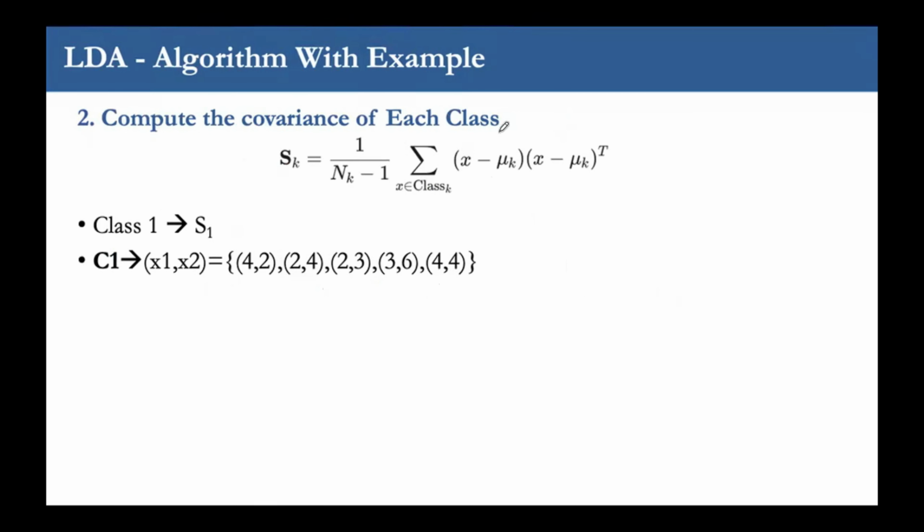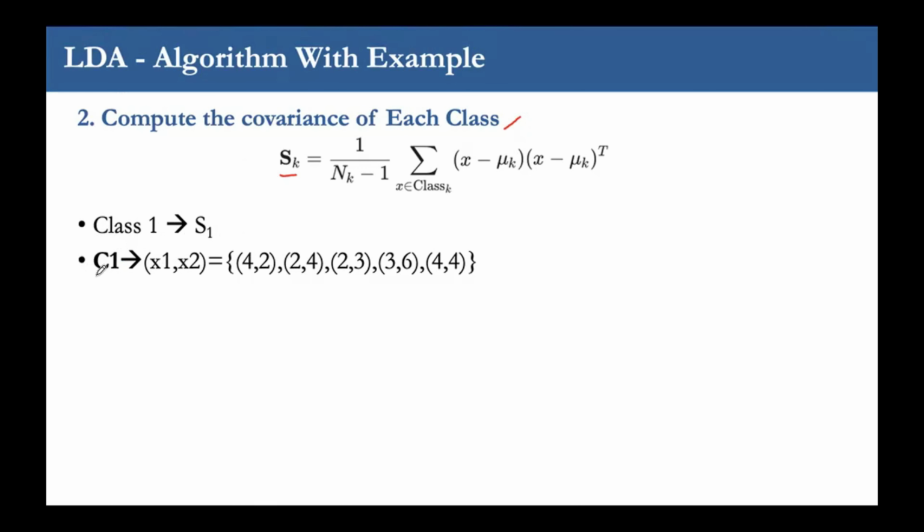The next step is we need to compute the variance of each class. The formula to compute the variance for each class is Sk, where k is the class number. Here we have two classes, so k can be 1 and 2, and Sk is equal to 1 by nk minus 1 times the summation over the data points of x minus mu k into x minus mu k transpose. So for the first class we are going to find the covariance value. How to find the covariance value? We'll look into it.